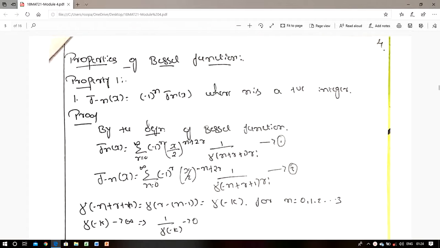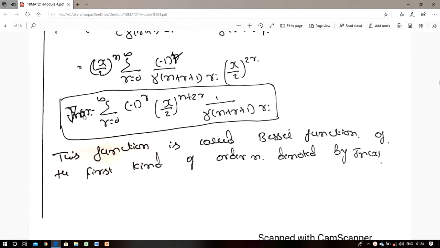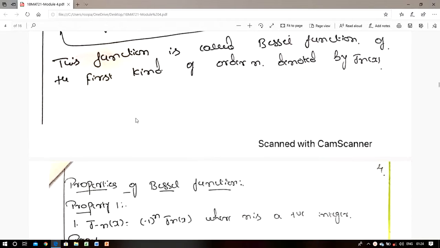Dear students, in this video I explain properties of Bessel function. We know that the Bessel function is denoted by Jn of x. Jn of x is equal to summation r is equal to 0 to infinity, minus 1 to the power of r into x by 2 whole to the power of n plus 2r into 1 by gamma of n plus r plus 1 into r factorial.